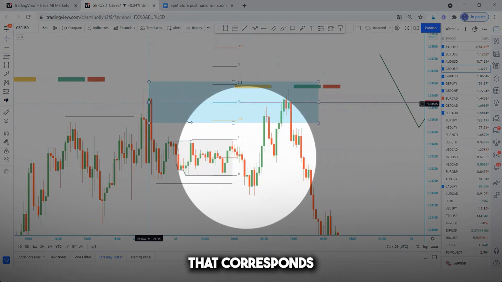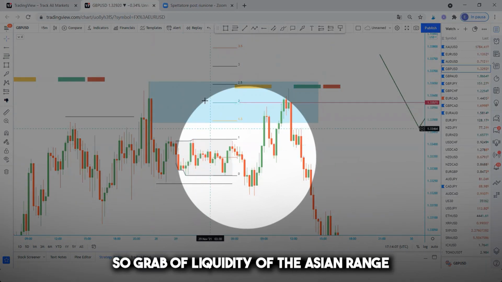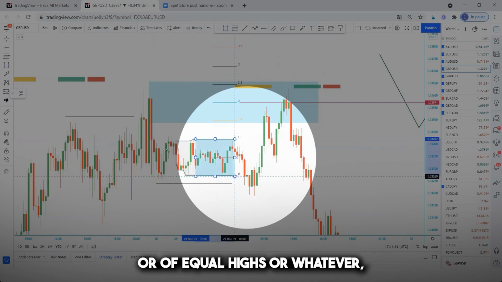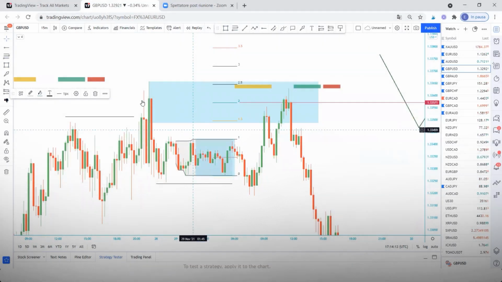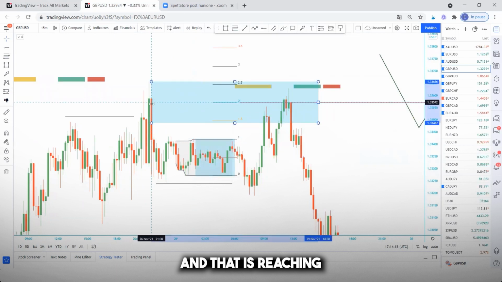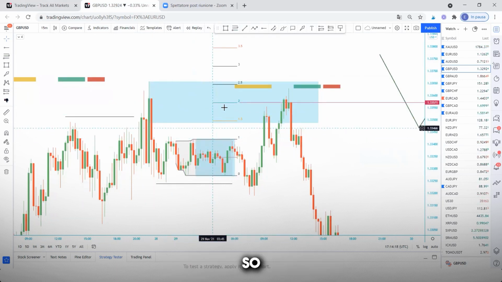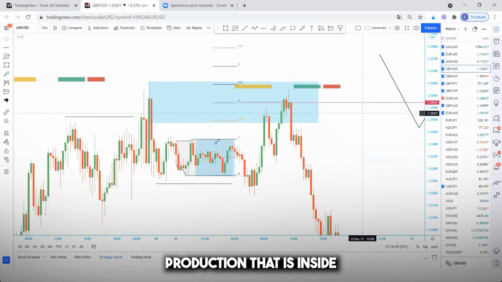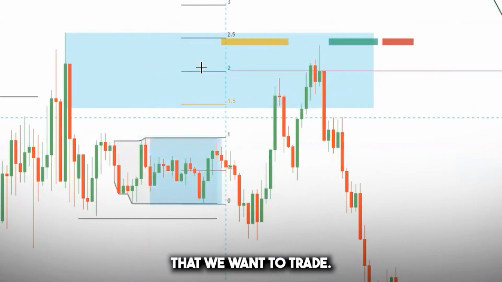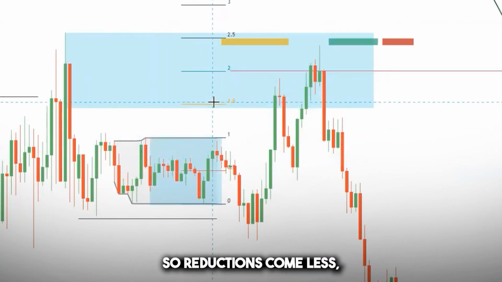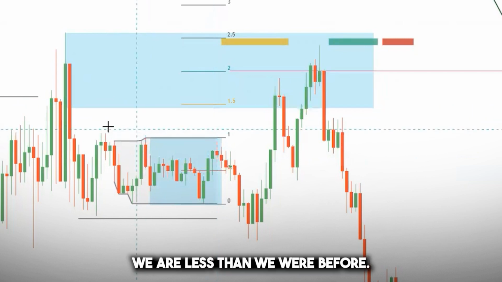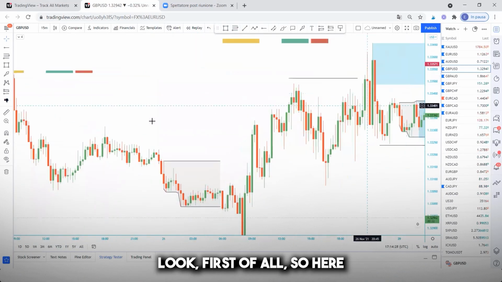Now, when you're looking to trade these projections, what I usually like to see is a projection that corresponds to a grab of liquidity, so a grab of liquidity of the Asian range or of equal highs or whatever, and that is reaching a supply or demand level. So a projection that is inside a key area that we want to trade. So projections come last, okay? They are the last thing we will look for, not the first.